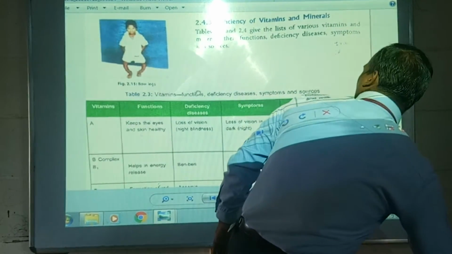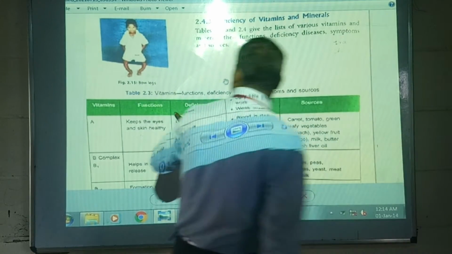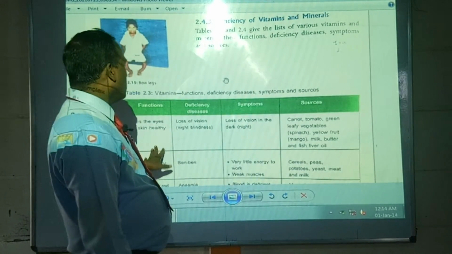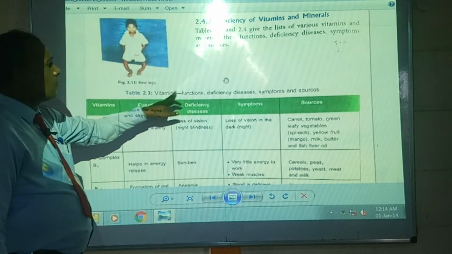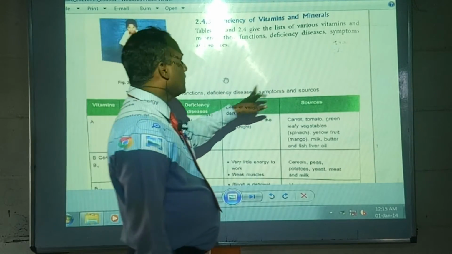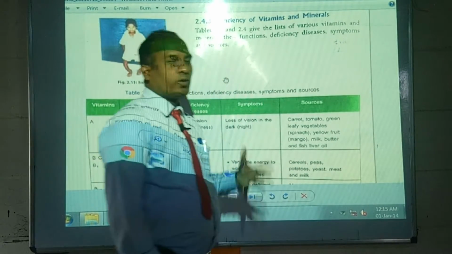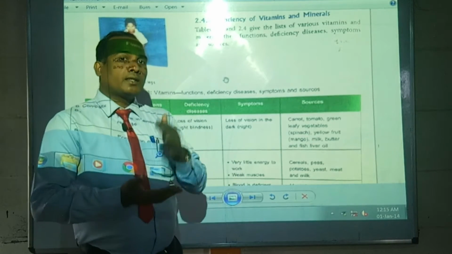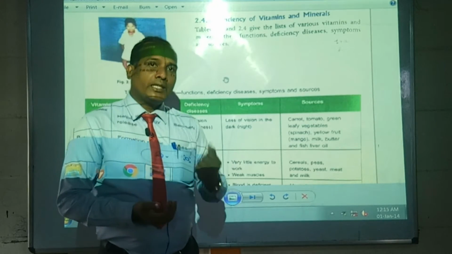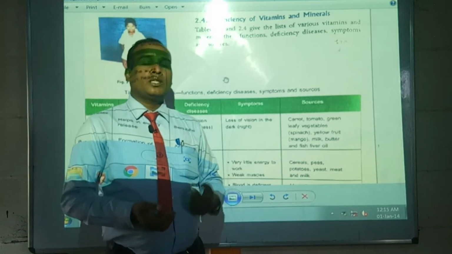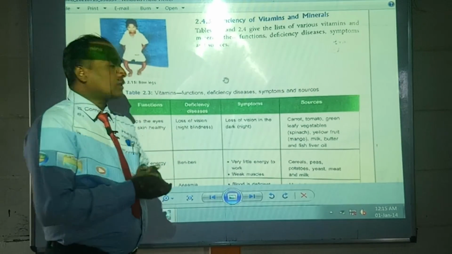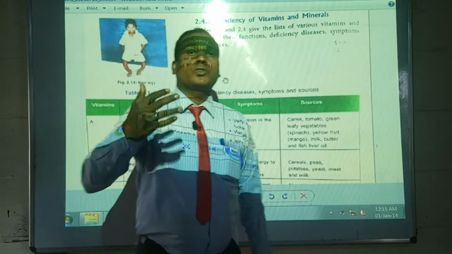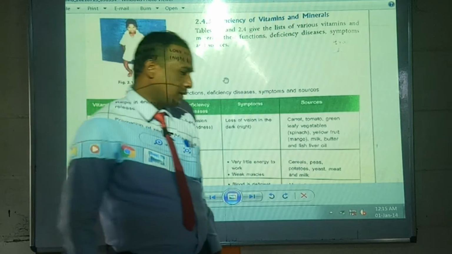Now look at the table I have given here. You can also read it in your textbook. Here are given vitamins, functions, deficiency diseases, symptoms and sources. It is a very important thing, students. You have to read that table thoroughly, because it tells which vitamin, what deficiency, what symptoms, which disease, and from which foods we get these vitamins and minerals.